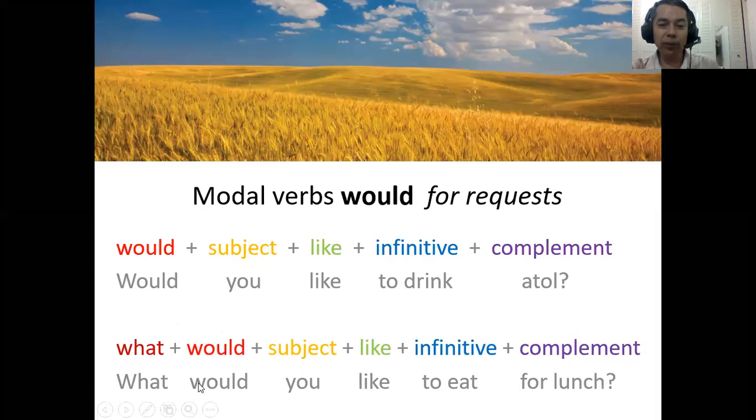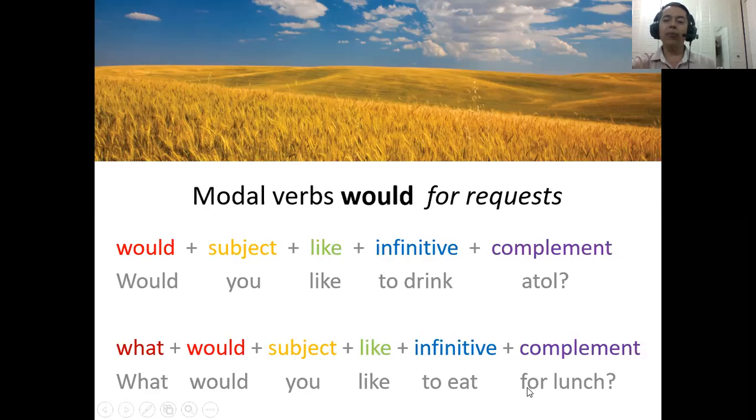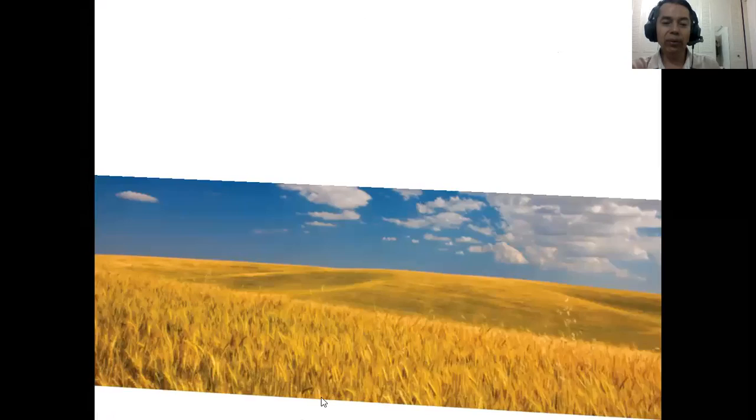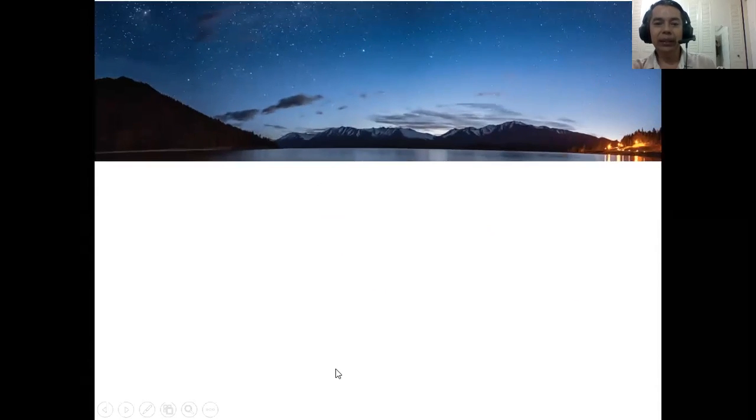Okay. And the other structure is making an information question. También podemos hacer yes, no question. También podemos hacer information question. What would you like to eat for lunch? ¿Qué quisiera comer? Aquí no le estamos diciendo que tome atol o que coma carne. No, no. ¿Qué quiere comer, right? So we use what would you like to eat? ¿Qué quisiera comer para el almuerzo? Yes. So we have this structure, right?